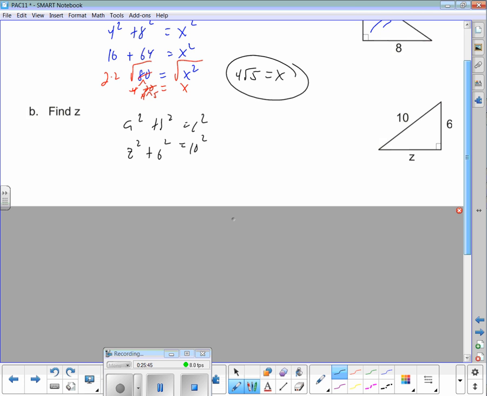Again, you're going to isolate your squared term. This time, though, notice when you get that 36, you'll be adding a negative 36 to both sides. You're going to end up with 100 minus 36. What is that? 64. Oh, this one's going to work out nice. You're going to have z squared equals 64, so z equals the square root of 64, and z is going to be 8 if you were to finish it out.